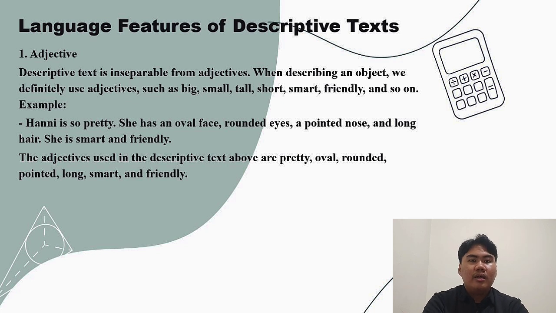Example: Honey is so pretty. She has an oval face, rounded eyes, pointed nose, and long hair. She is smart and friendly. The adjectives used in the descriptive text above are pretty, oval, rounded, pointed, smart, and friendly.